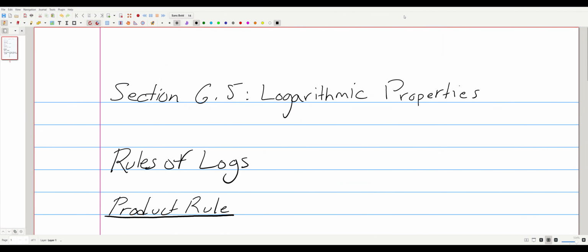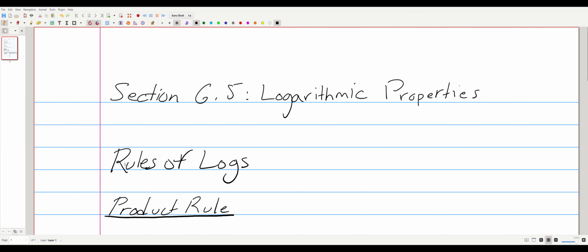Hey guys, today in section 6.5, we're going to go over the rules of logarithms. We'll go over a few examples of how to apply the rules of logs, and then we'll go over how to find a logarithm even if it's not on your calculator using the change of base formula.